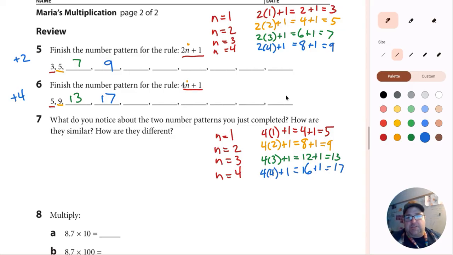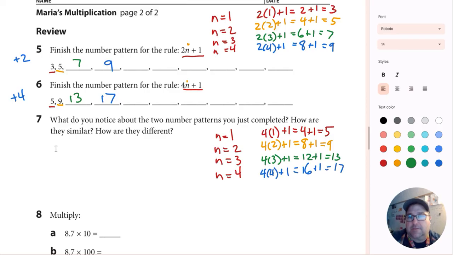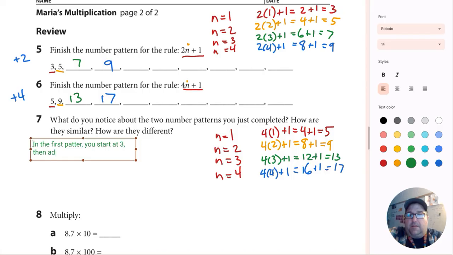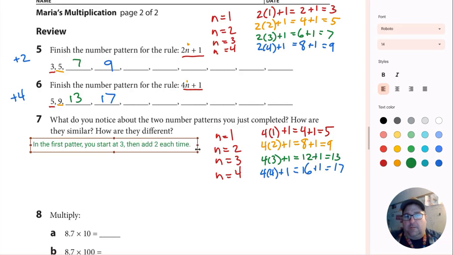And we'll talk more about patterns this year, and especially as you get into higher level math. But we can even put that here. In the first pattern, you start at 3, then add 2 each time. And then what do we notice?